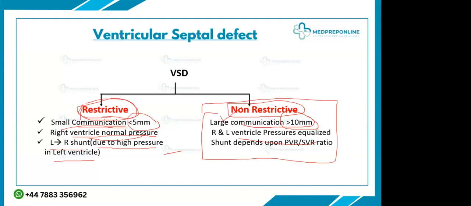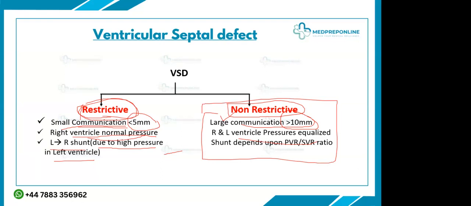So you need to remember this difference: not all of these defects which I am telling you about are just going to present with heart failure. It depends upon their degree and their size. What is the size of the defect? What is the shunt? What are the pressures? All of these things collectively are going to determine the clinical signs and symptoms of the disease.